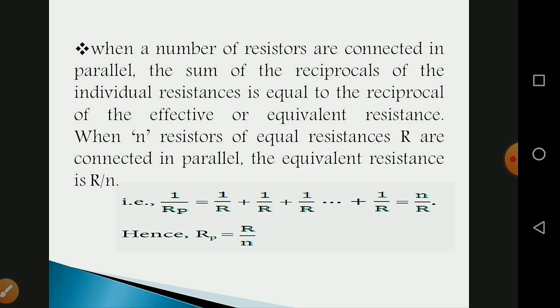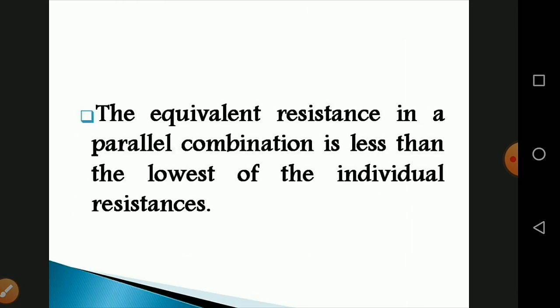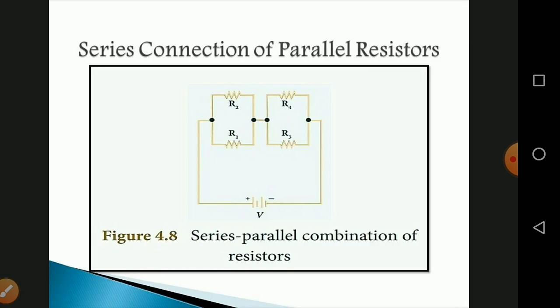So 1/RP = 1/R + 1/R + 1/R, and if it goes on for n resistors, it becomes n/R. So 1/RP = n/R, that means RP = R/n. The equivalent resistance in a parallel combination is less than the lowest of the individual resistances.